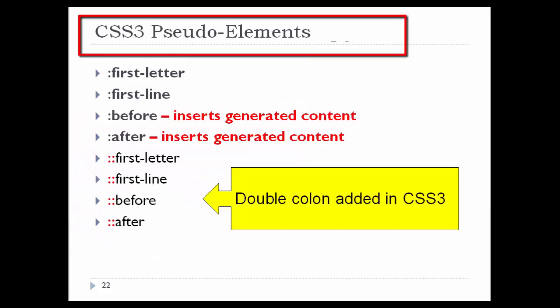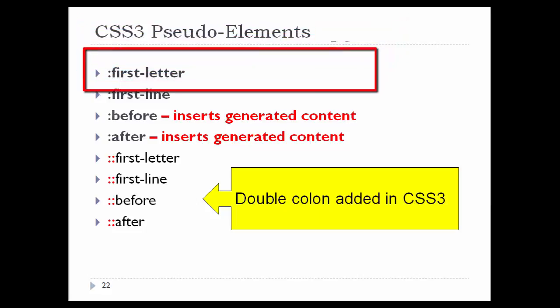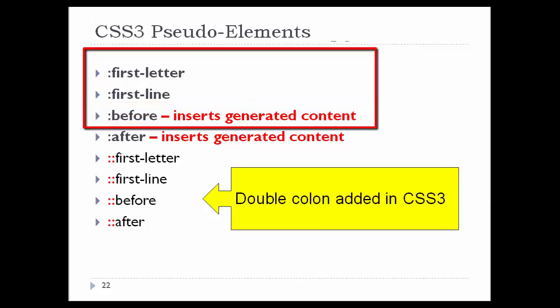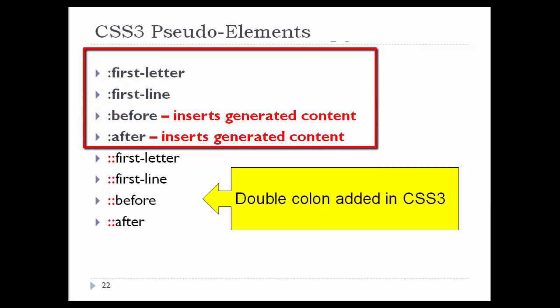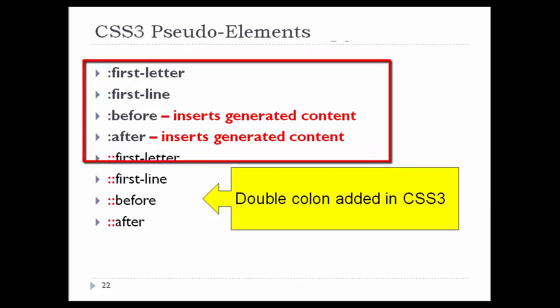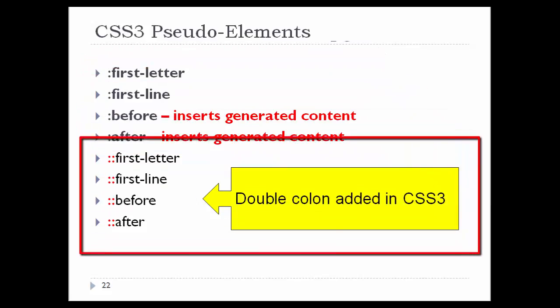We also have CSS3 pseudo-elements. The first letter, first line, the before property, which generates content, and the after property, which is also used to generate content. And they've kind of been around for a while. However, you may see in some code and also in the documentation that we are now adding the double colon. So in CSS3, we add the double colon to the pseudo-elements, not to the structural pseudo-classes.